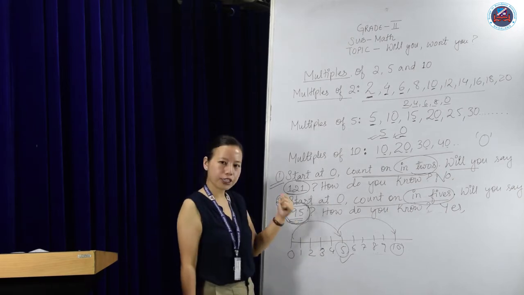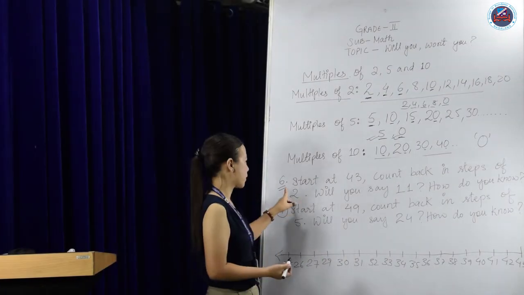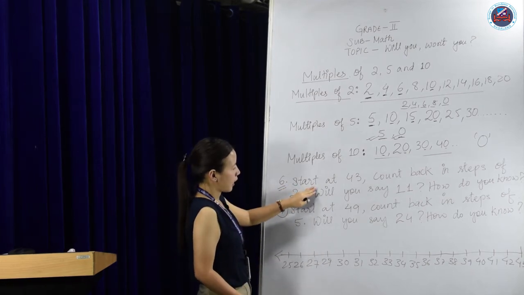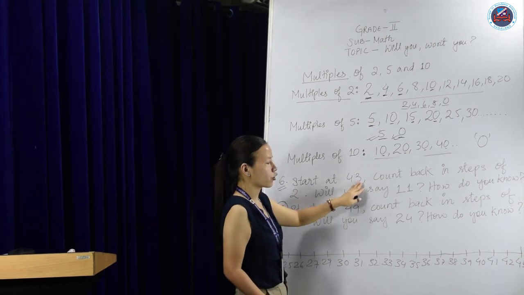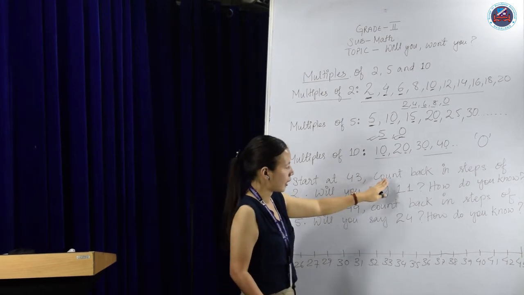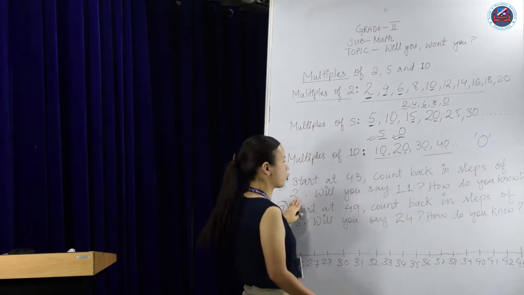Now let's go to the next questions again. Now we will start with the next question, that is question number 6 from your exercise. Now 6, it says start at 43. Now here this time we're not going to start at 0, but we're going to start at 43. And then it says count back in steps of 2.